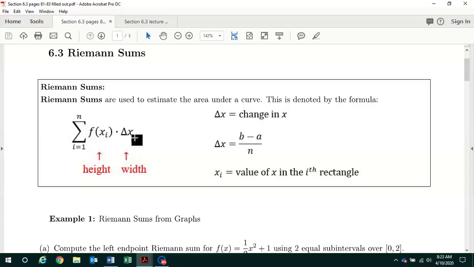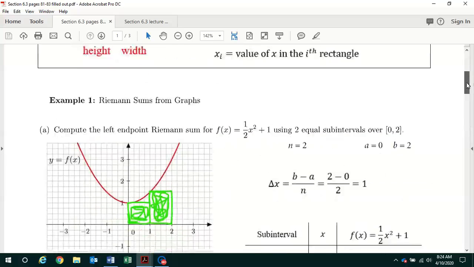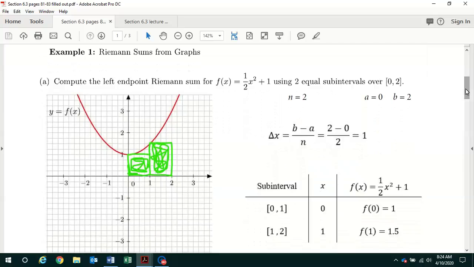Delta x is read "delta x," and it means change in x. This is the formula that we use to find delta x. We'll be using it down below in our first example, and I'll explain more about that. And then, as I said over here, x sub i is just some value of x for the ith rectangle. So let's demonstrate the Riemann sum with this example down here, example 1.